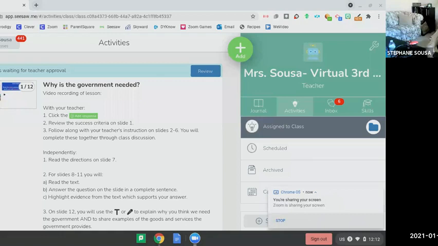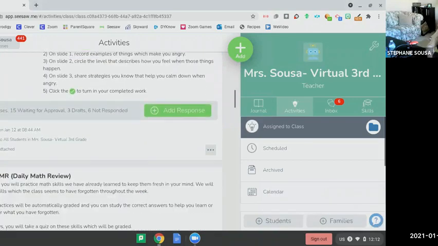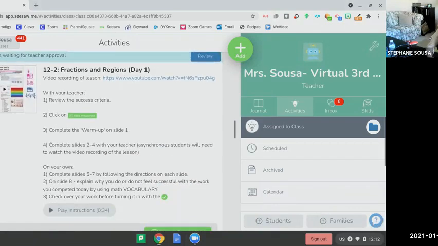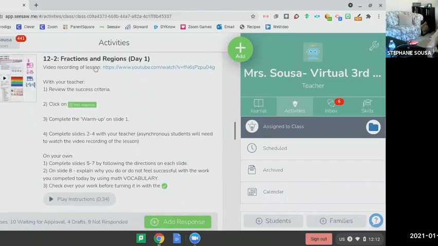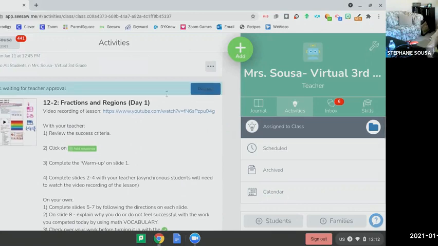Okay, so what I want for you to do is to go to your activities, and I'd like for you to go to yesterday's math, okay? Yesterday's math. As I was reviewing this, I was typing the same notes to everybody because we seemed to be confused about the same thing, okay? So go to your activities, scroll down to yesterday's math, which was called 12-2 fractions and regions day 1, okay? 12-2 fractions and regions day 1.